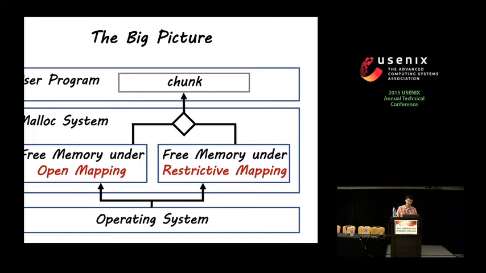So here's what we have got so far. We classify the chunks into two categories, and we have two types of memory. The open mapping is used for the cache-friendly chunks, and the restricted mapping is used for the polluter chunks.